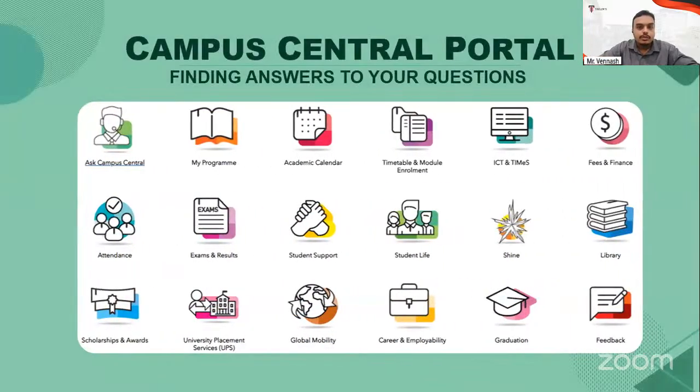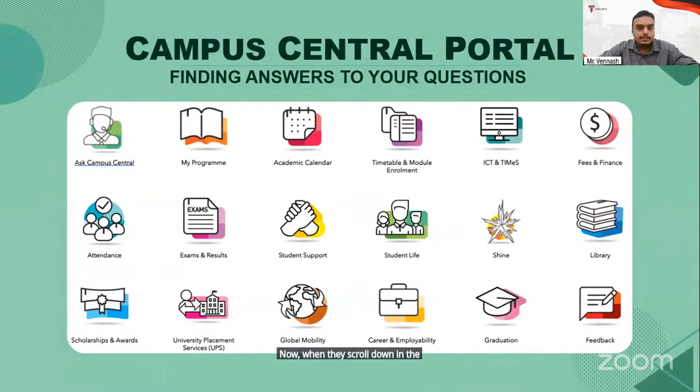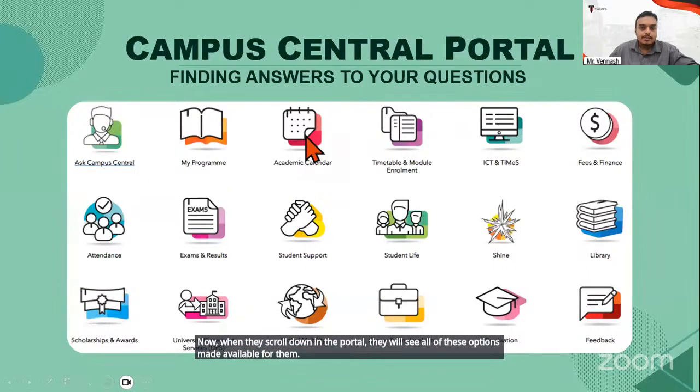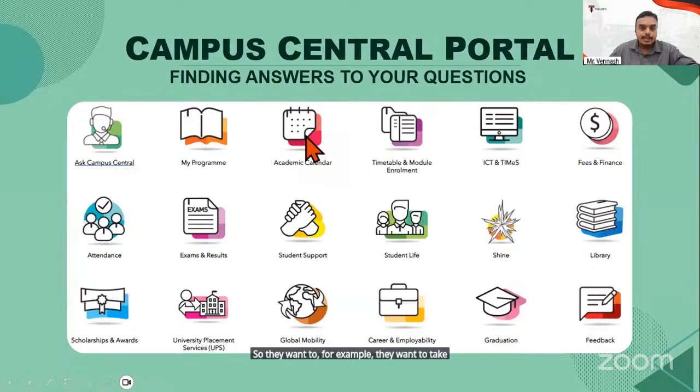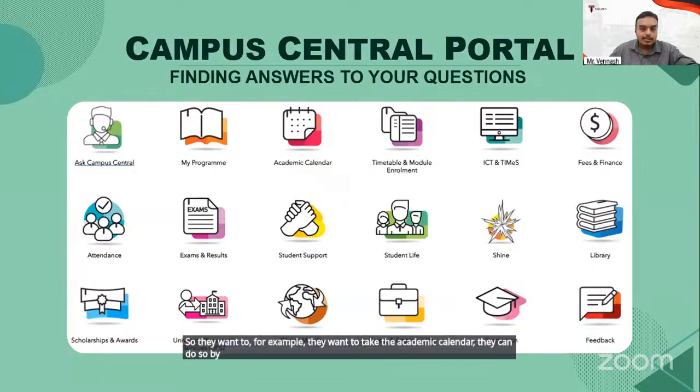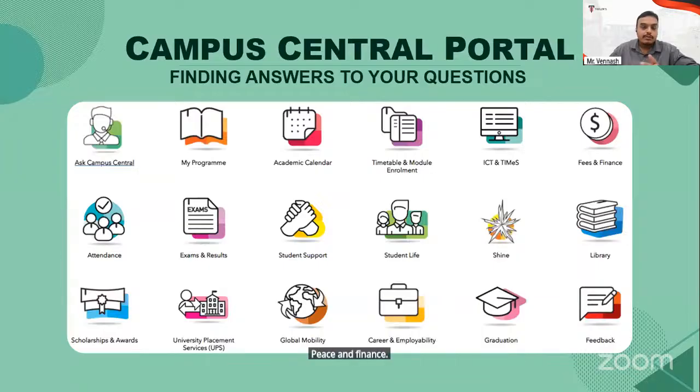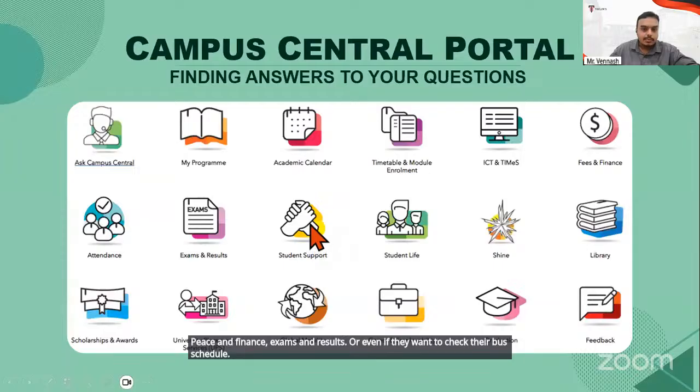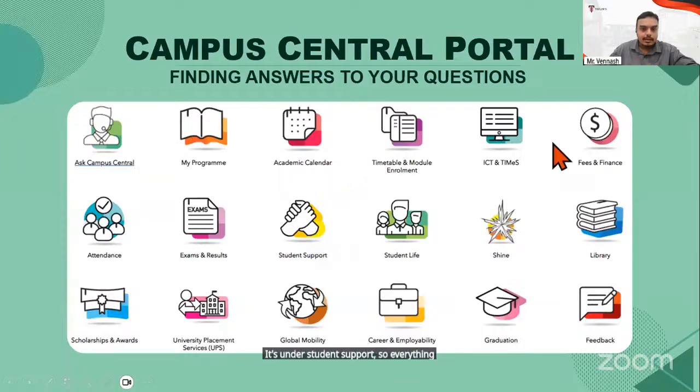Now, when they scroll down in the portal, they will see all of these options made available for them. So if, for example, they want to check the academic calendar, they can do so by clicking on academic calendar, fees and finance, exams and results, or even if they want to check their bus schedule, it's under student support. So everything is made available here.